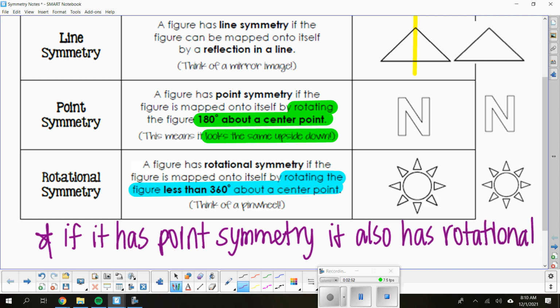Now this doesn't go the other way around. So I can't say because it has rotational, it also has point. Because rotational isn't an exact value of 180 degrees like point is. But that 180 degrees falls into the value of less than 360 degrees. So just make sure you keep that in mind. It works every time it has point, it has rotational, but not every time it has rotational it has point.